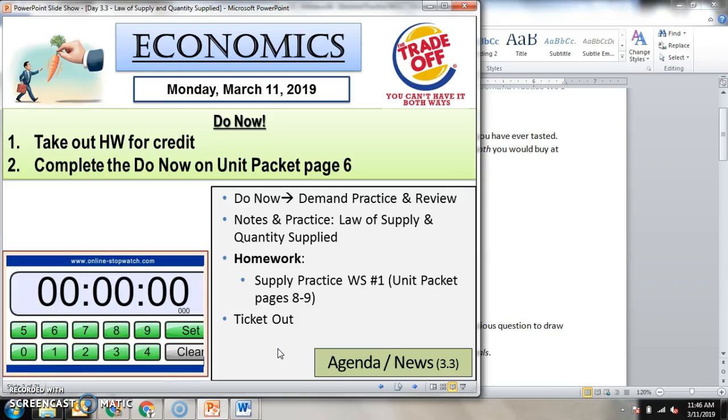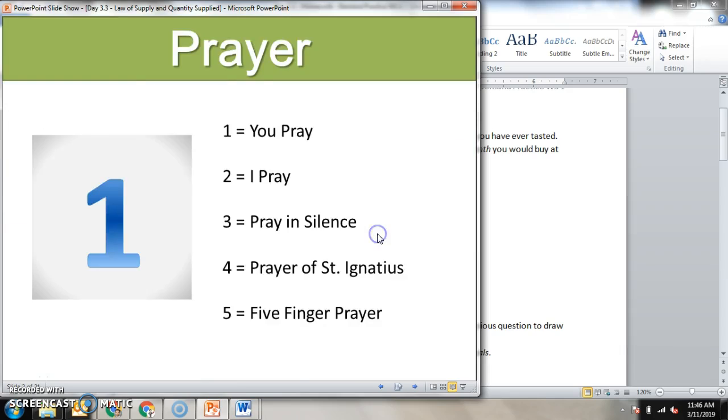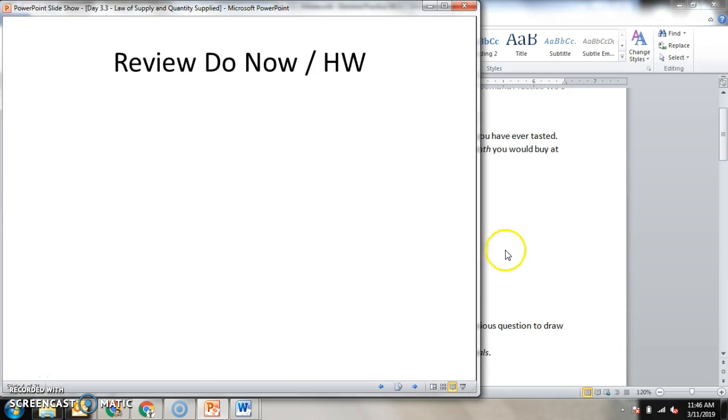Hi seniors, so today we're starting day 3 of unit 3. We're looking at supply. Before we do that, we did a quick review of our homework and the do now.